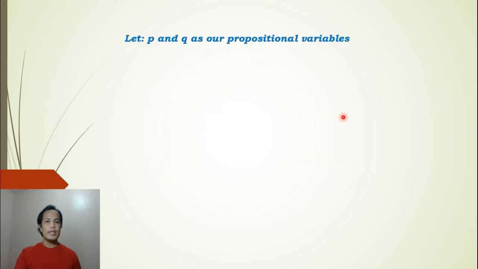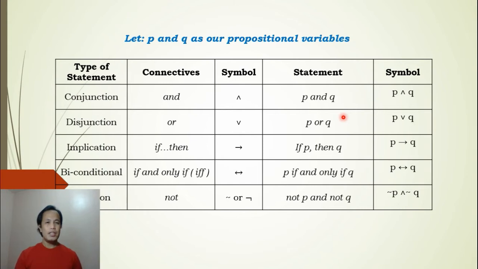Before we go to our examples, let us review first this table. We let P and Q be our propositional variables. Then we have here the different types of propositions. We already have discussed this, which is about the conjunction, disjunction, implications, biconditional, or the negation. When I say implication, this is just the same as when I say conditional statements.